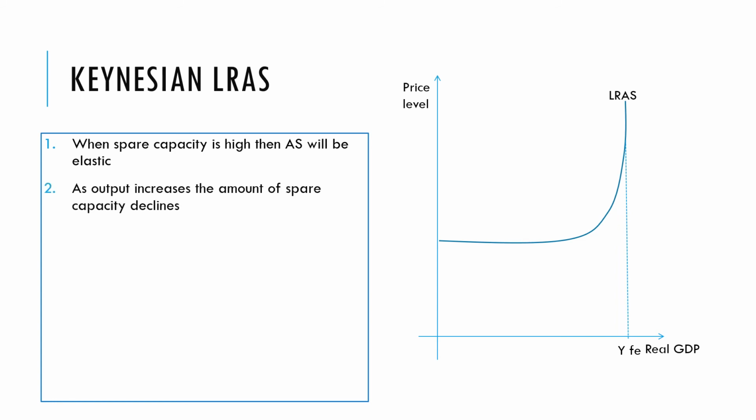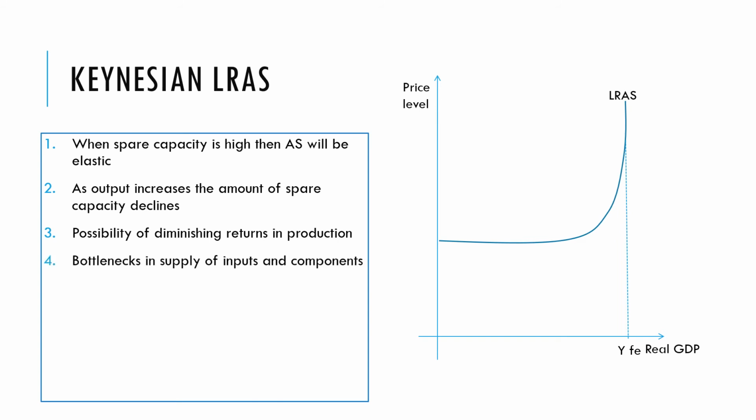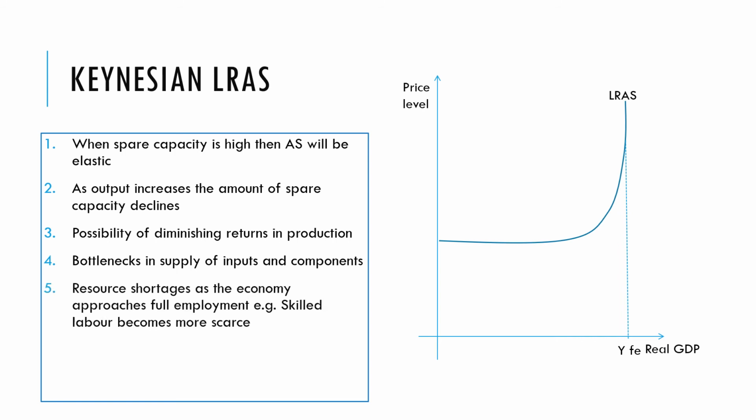As output increases, the amount of spare capacity declines. There is the possibility of diminishing returns in production and potentially bottlenecks in production as we get closer and closer to producing the maximum that the economy can produce. By the time we get close to the full employment level of output, there may be shortages in resources, and so this starts to drive the price level up.